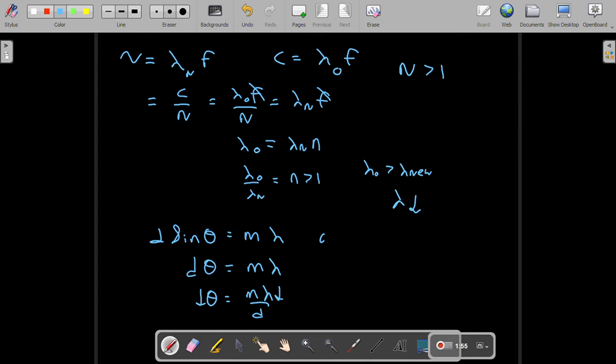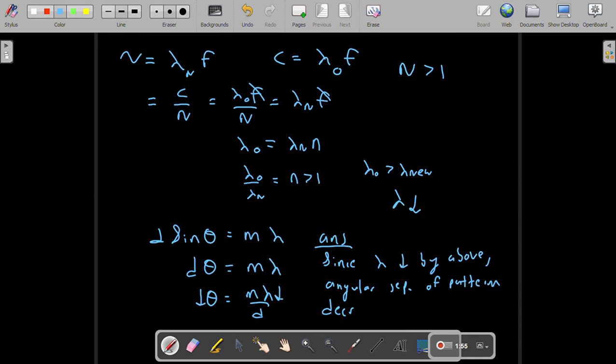So my answer would be, since lambda decreases by the above, the angular separation of the pattern decreases as well.